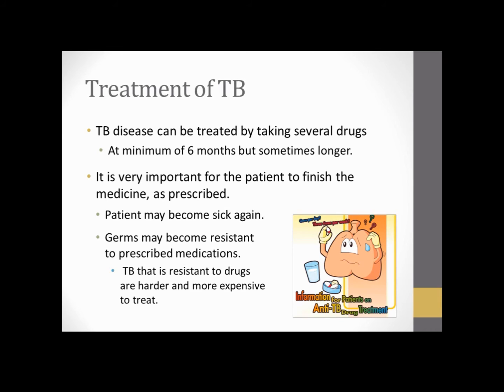Treatment of TB. TB disease can be treated by taking several drugs for a minimum of 6 months, but sometimes longer. It is very important for the patient to finish the medicine as prescribed. Patients who do not may become sick again. The germs may become resistant to prescribed medications. TB that is resistant to drugs is harder on the patient and more expensive to treat. It's also a lengthy treatment, with some patients taking as long as 2 years to cure.